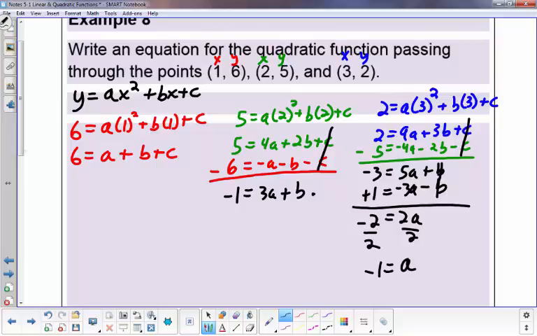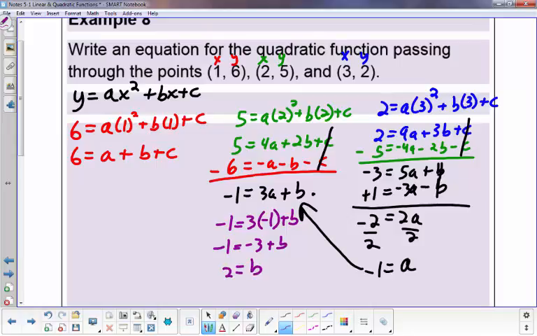So I have negative 1 equals a. Let's plug it into that one right there. Negative 1 equals 3 times negative 1 plus b. Negative 1 equals negative 3 plus b. b is equal to 2. Oh, man, look at that. I got that one. I have a. I have b.